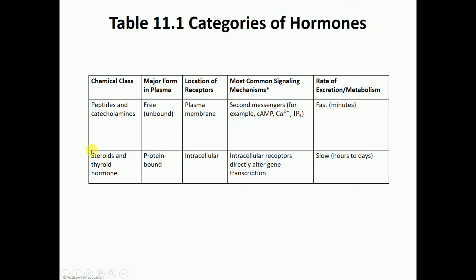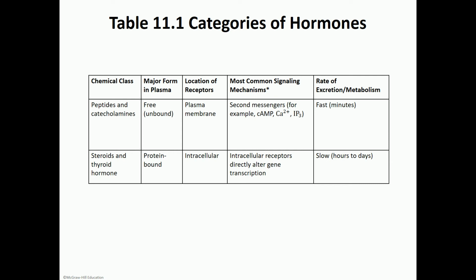While your steroid and thyroid hormones have to be circulated in the plasma attached to a protein. And because they are steroids, or lipid soluble, their receptors are found inside of the cell. The mechanism of action, because they're intracellular receptors, would be through gene transcription. The rate of excretion and metabolism is slow. The way they make an effect or a change on the cell is also slower than proteins and peptides, but their duration, their effect, lasts for a longer time.